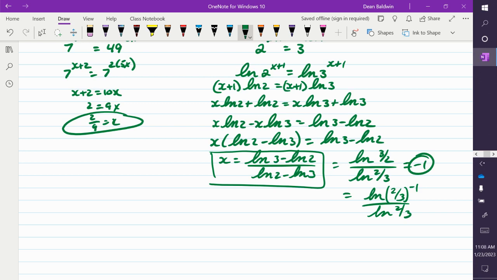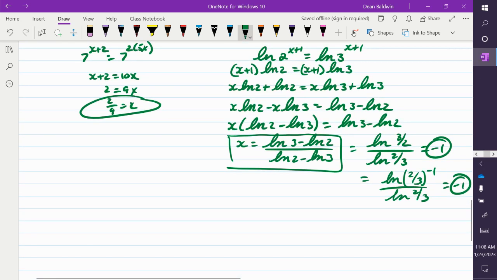Okay, what is this -1? I can drop that down, right? Then I have natural log of 2 over 3 over natural log of 2 over 3. Anything divided by itself is 1, so the answer is just -1. On the test, it won't work out to be that. It'll probably be a decimal, if there is one of those questions.